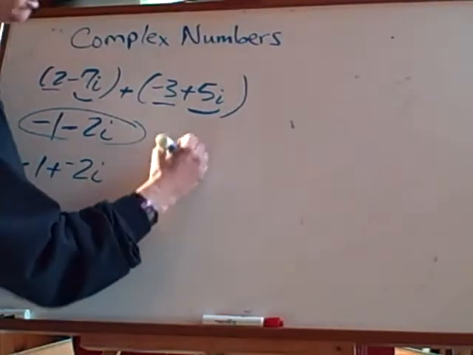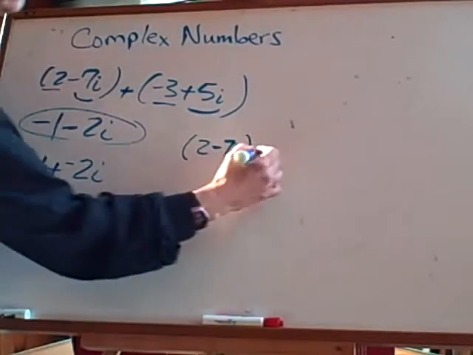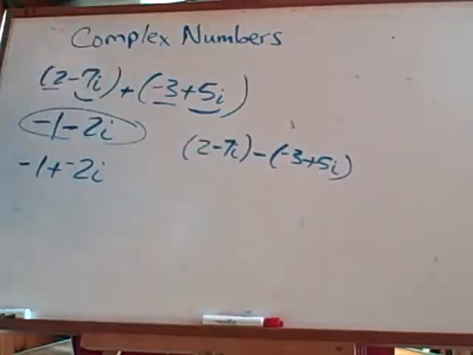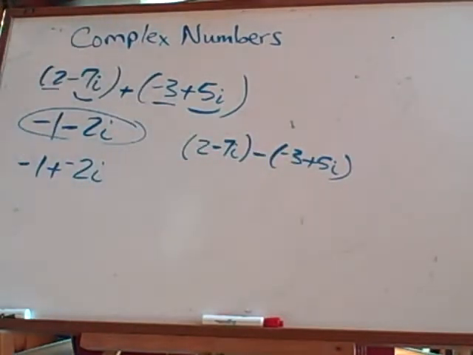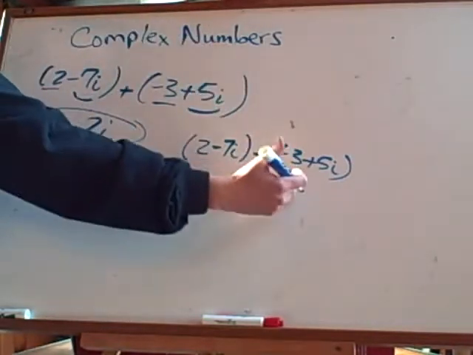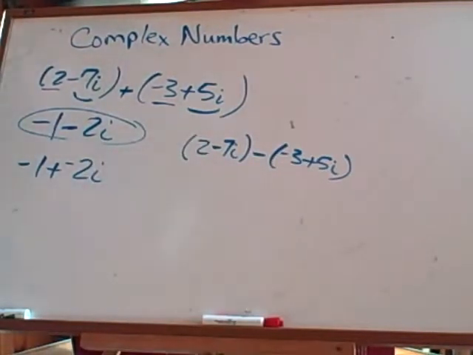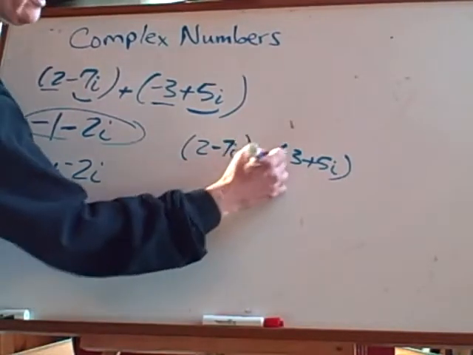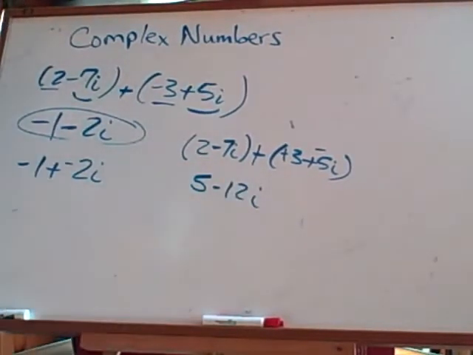All right, let's look at our next one. Let's do the subtraction. 2 minus 7i take away -3 plus 5i. Now, the big thing here is when you start subtracting, remember that this complex number is a whole number. That's why they put it in parentheses for you, because you have to subtract the whole thing. You have to subtract this real component from this real component and this imaginary component from this imaginary component. Are you going to change it to adding the opposite? Sure, that's a good way to do it. Add the opposite. So that's going to become 5 minus 12i.